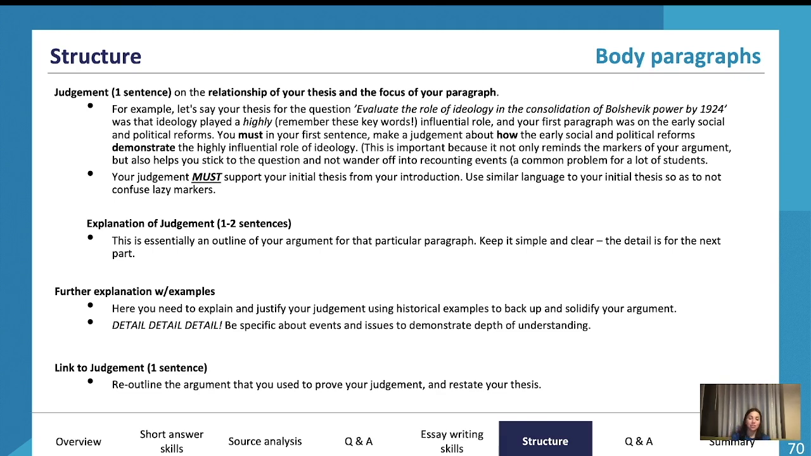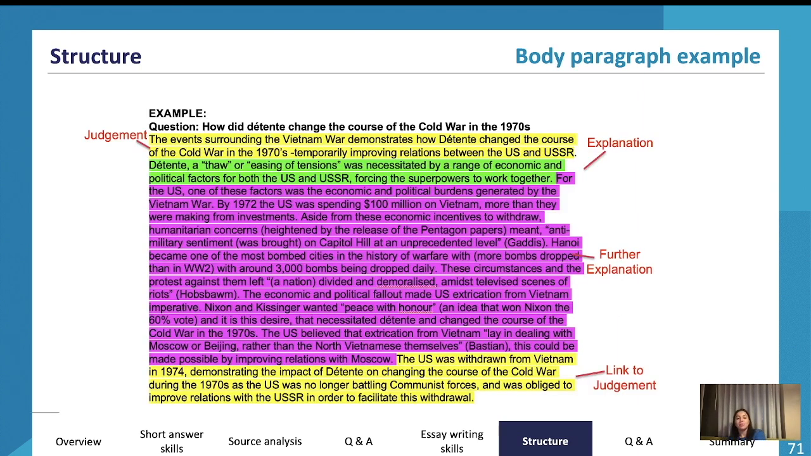And just like in English, where your evidence is your quotes, your evidence is your historian quotes, your historical details, your statistics, any percentages. It's also any terminology, any official titles, any legislation, all of that is your evidence. And then you're going to link that back to the judgment. But an example of that is here. So let's have a look.